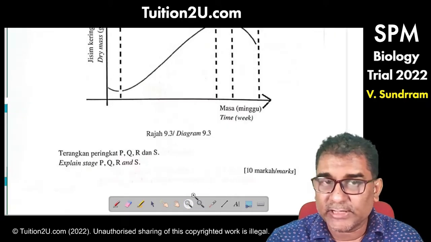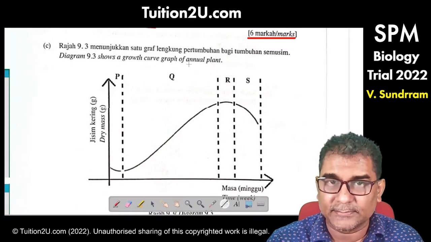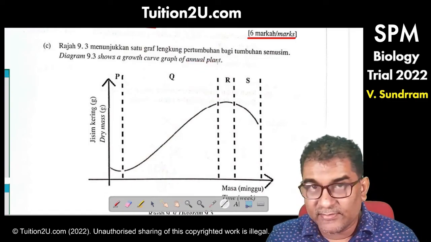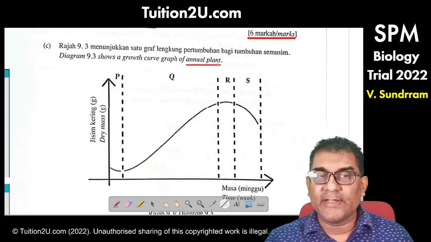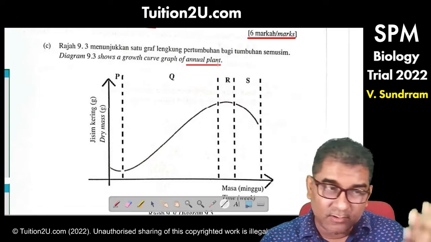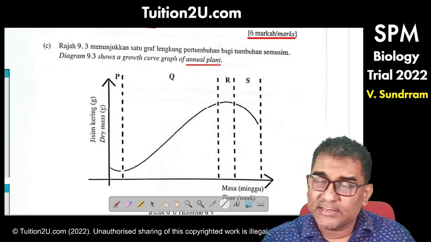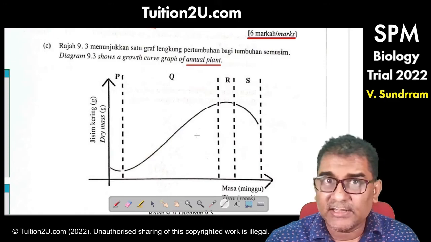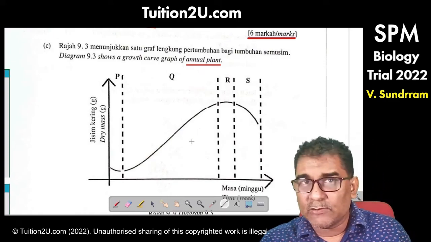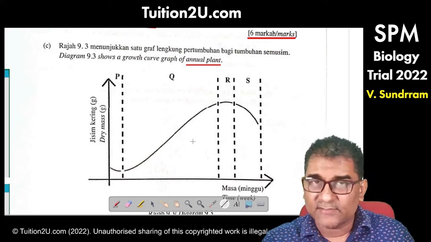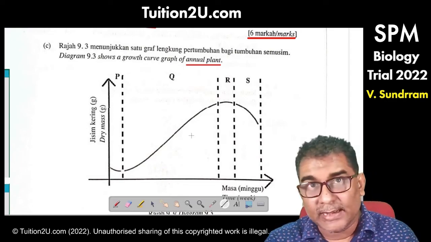If you want, you can start by defining what is an annual plant. A plant that completes its life cycle within 1 season or 1 year. Example is a paddy plant. It is there in the textbook. You can add it in if you want in the answer. It's an annual plant. It completes the growth life cycle within 1 season. Example is paddy plant. Done.